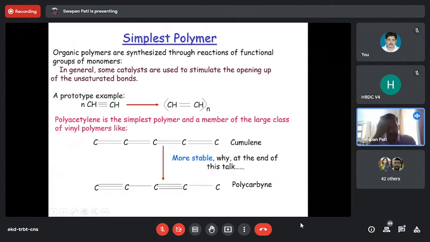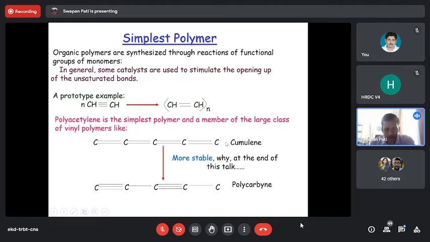Okay, in fact, the simplest polymer is polyacetylene. Organic polymers are synthesized through reactions of functional groups of monomers. In general, the same catalysts are used to stimulate the opening up of the unsaturated bonds. A prototype example is n HC triple bond CH, which gives rise to polyacetylene, (CH=CH)n. Polyacetylene is the simplest polymer and a member of the large class of vinyl polymers.